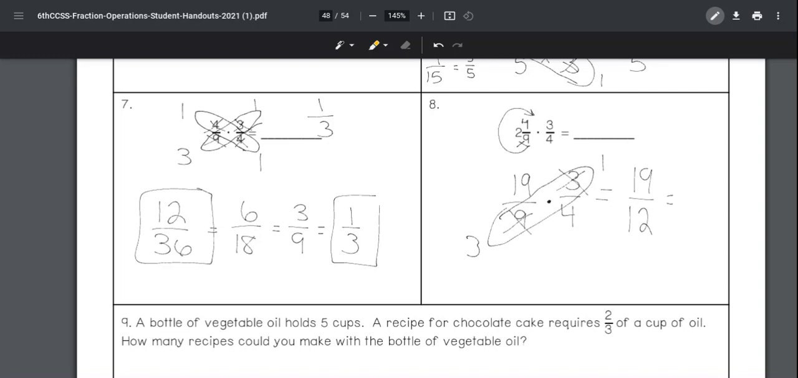But this is an improper fraction, so you need to turn it back into a mixed number. How many 12's can I fit into 19 without going over? 1. Which means I just took 12 pieces off the top, so 19 minus 12 leaves us with 7, and we keep our common denominator of 12. Your final answer was 1 7/12.